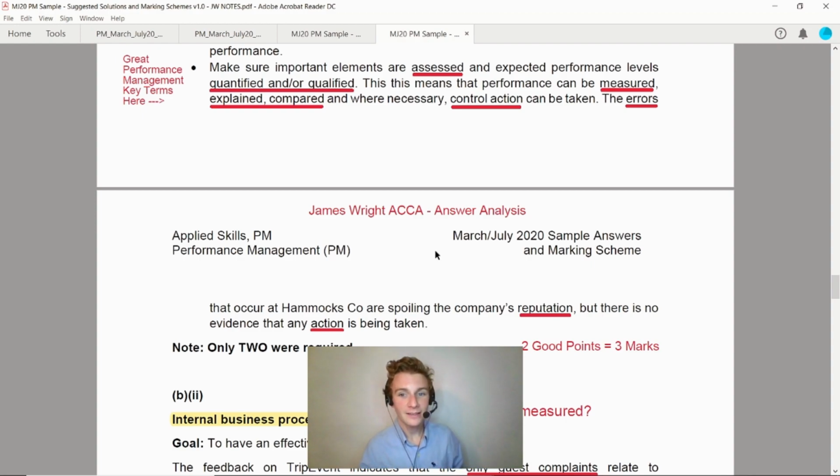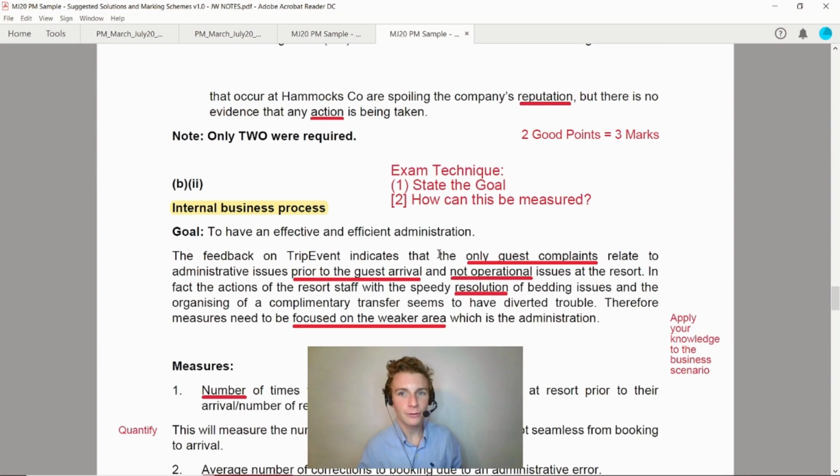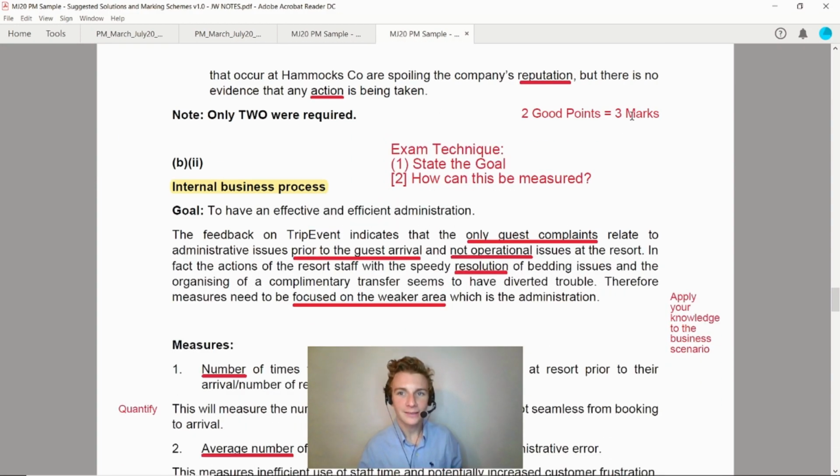But in terms of 2 good points on there, that would have actually got you your 3 marks. That was the key thing here. But notice the level of detail, how it was laid out, and using the words from the requirement. That was really key here.